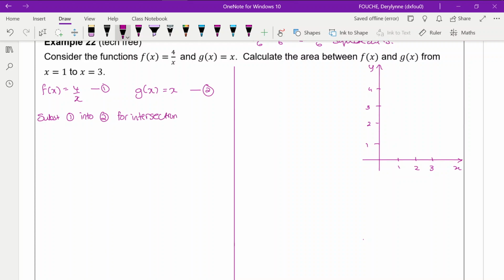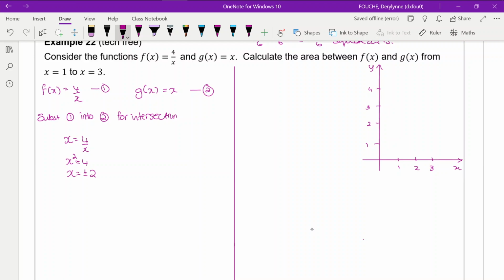And so what we have is that x equals 4 over x. Remember, f of x is the same as saying y, and g of x is also the same as saying y. So both of them are y equals, and we put the two y's equal to each other. And what we have there is that x squared is equal to 4. So x must be equal to plus or minus 2.